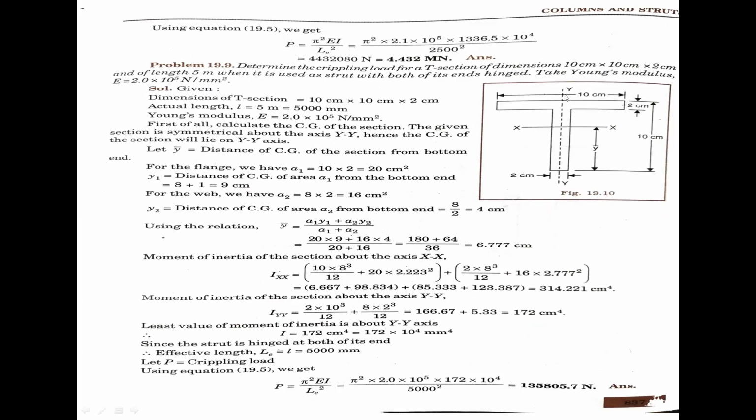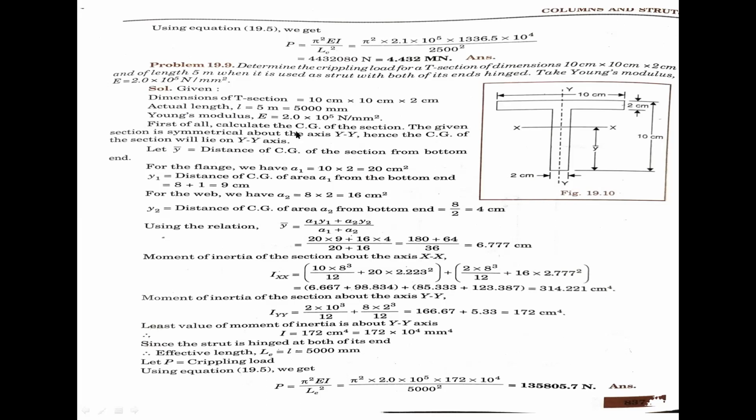Right now, 10 centimeters is the width of the flange, the height is 10 centimeters, and the thickness is 2 centimeters. Okay, now write the given data for the T section: the dimensions of the T section, and the actual length 5 meters. Convert to mm. Young's modulus is also given.